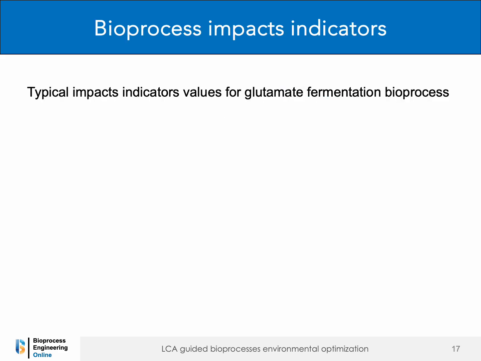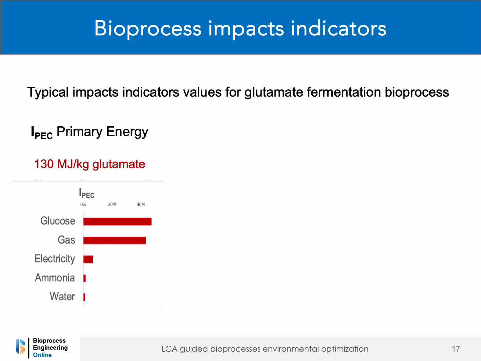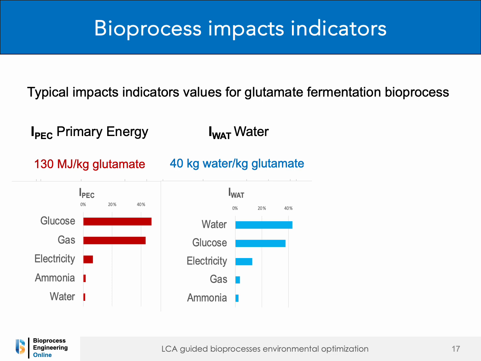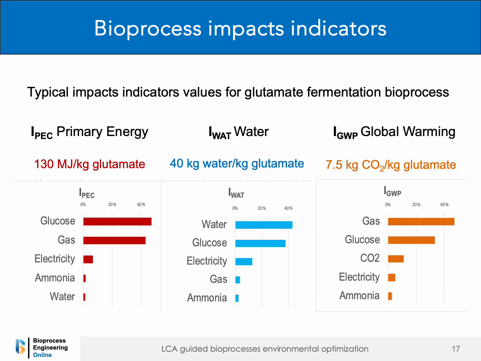Under non-optimized conditions per kilogram of produced glutamate, the impact indicators are as follows: 130 megajoules for the primary energy consumption. The two most important contributions are from gas and glucose. 40 kilograms water for the water consumption. Main contributions are from fermentation media water and glucose. 7.5 kilograms CO2 for global warming potential. Most important contributions are from gas and glucose.